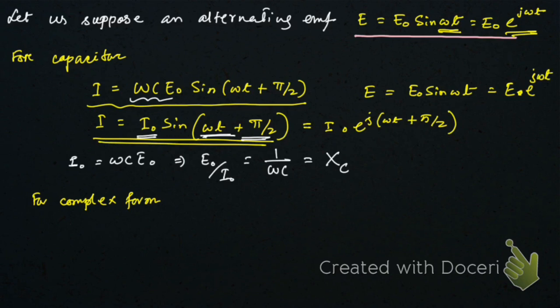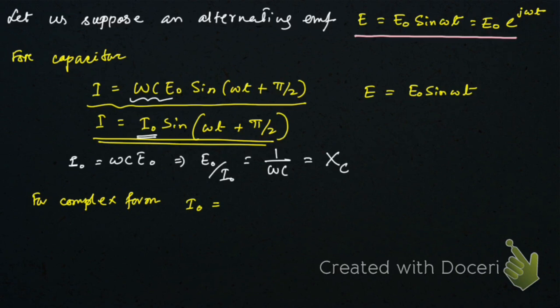Now you see, just let me write it separately. For complex form, I is equal to I naught e to the power j omega t plus pi by 2, and E is equal to E naught e to the power j omega t. We can write that way.